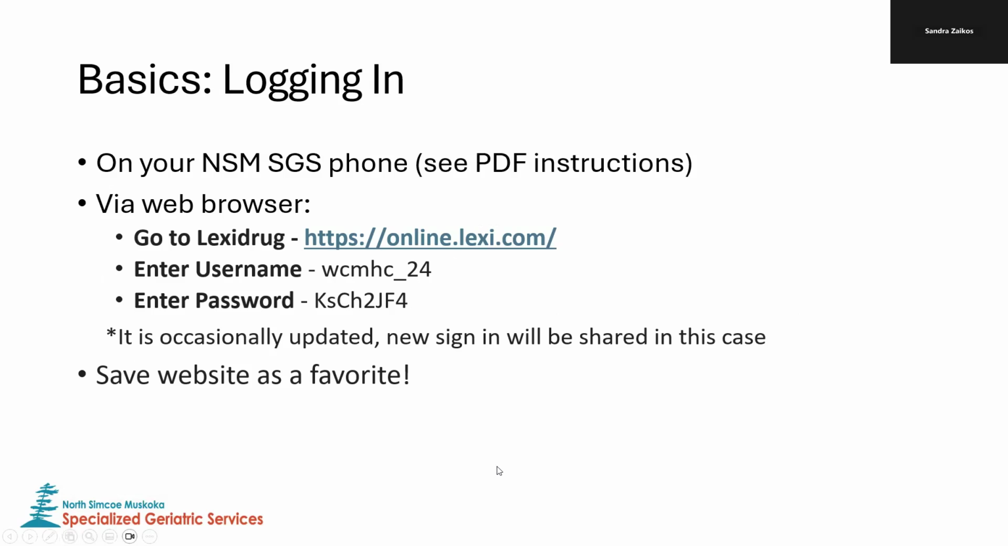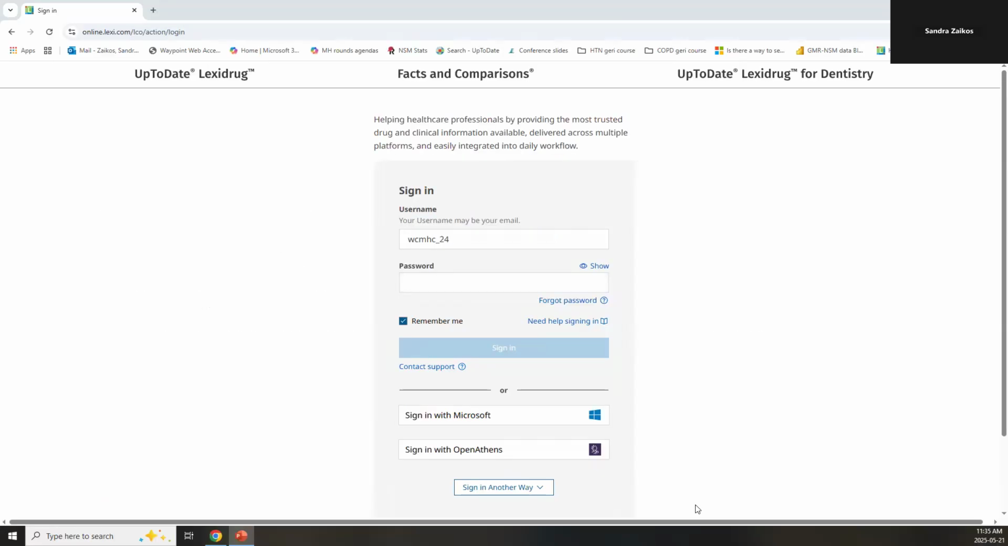So for basics, first of all, there's a PDF about how to install Lexidrugs on your NSM SGS phone. And via the web browser, you go to the Lexidrug website and enter this username and password. It does occasionally change, so if there is an update from Waypoint, the new sign-in will be shared. I'm just going to quickly show you a couple tips about this. So you just put in the username and password and sign in.